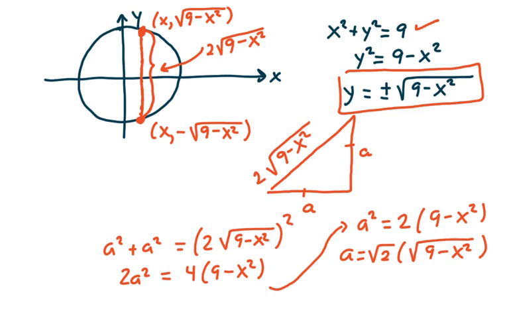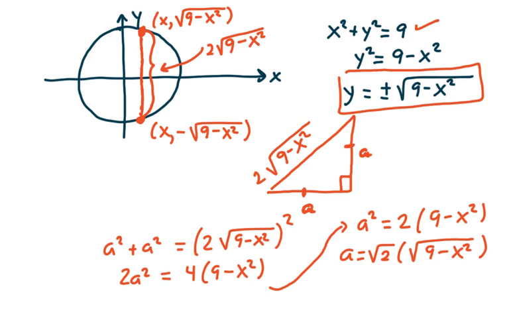And remember, in the problem, that's the hypotenuse of a right isosceles triangle, right? Where the two legs are basically the same. And so we need to know what those legs are. Now, I'm going to call the length of one of the legs a. So if the base leg is a, the other leg is a. And by the Pythagorean theorem, we know that a squared plus a squared is equal to 2 times the square root of 9 minus x squared, squared. So 2a squared is 4 times 9 minus x squared.